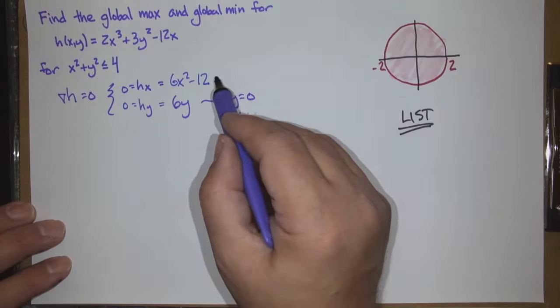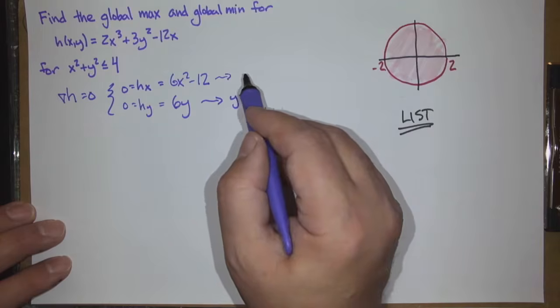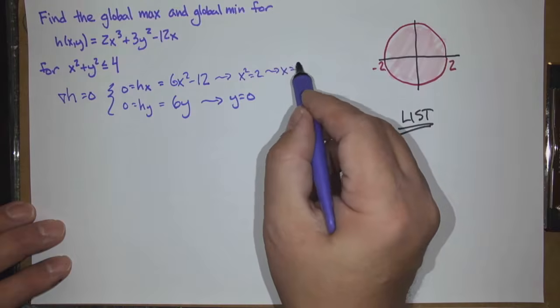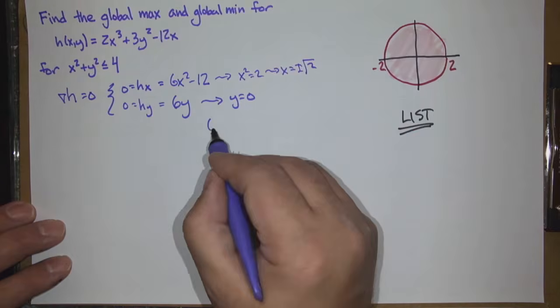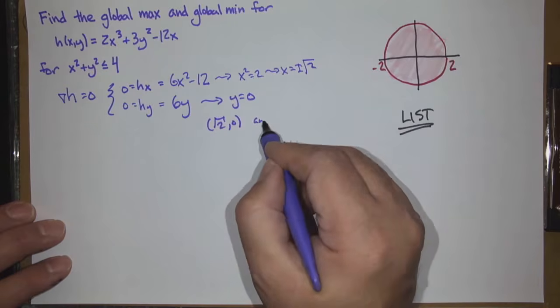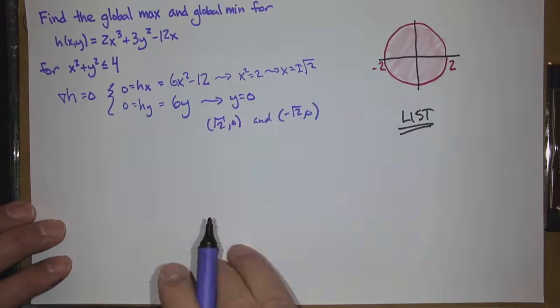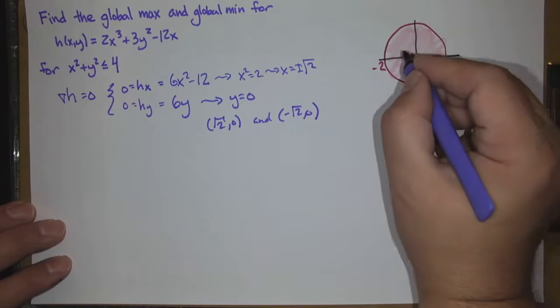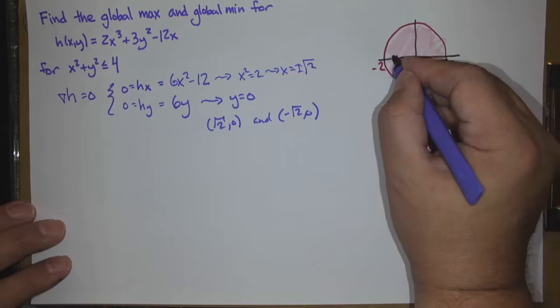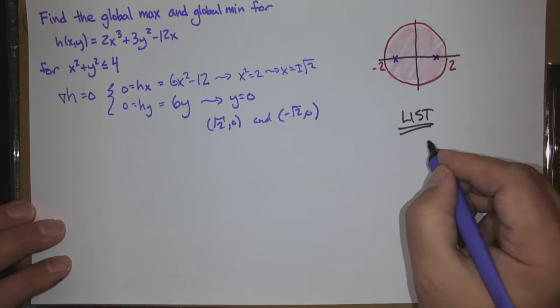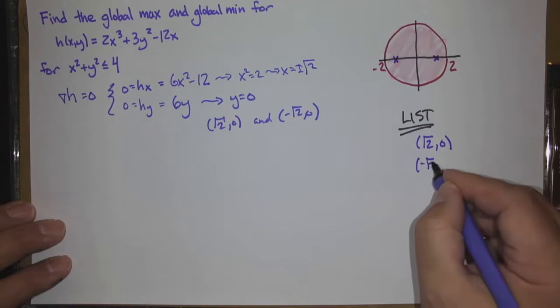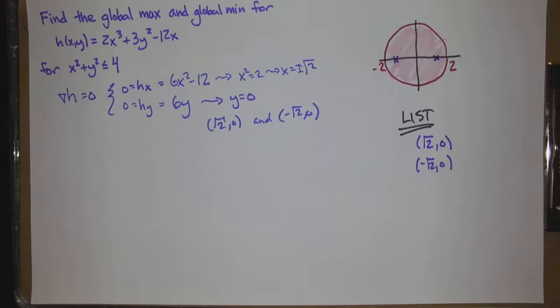6y equals 0. That tells us y equals 0. 6x squared minus 12 equals 0. What does that tell us? Yeah, it tells us x squared equals 2. X equals plus or minus square root of 2. So we're getting square root of 2 comma 0 and negative square root of 2 comma 0. Are those in our domain? Yes, square root of 2 is smaller than 2. So we have 1.4 roughly is square root of 2. So we got those 2 points. All right, good. Well, we needed something on our list, so we made progress.